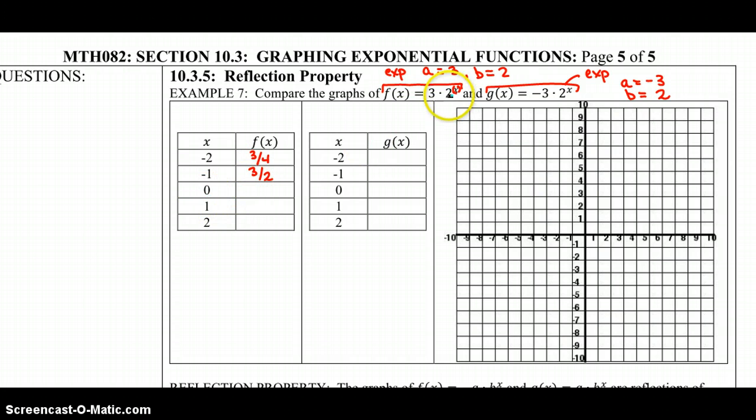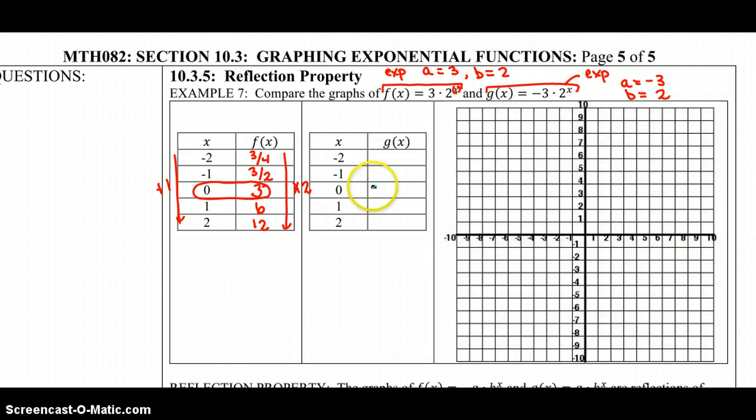And if we plug in a 0, 2 to the 0 is 1, times 3 is 3. 2 to the first is 2, times 3 gives us 6. And 2 to the second power is 2 times 2, which is 4, times 3 is 12. Okay, so again, our base here was 2, which tells us as we increase x by 1, our outputs keep multiplying by 2. And our a being 3 gives us the output when input is 0.